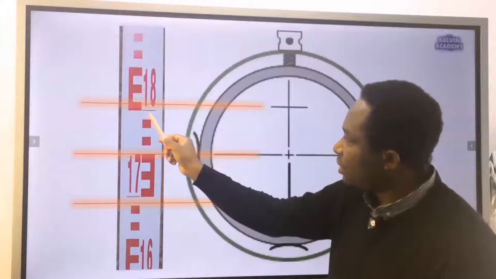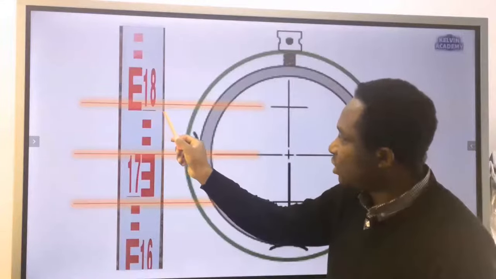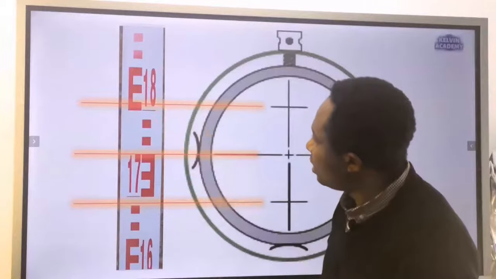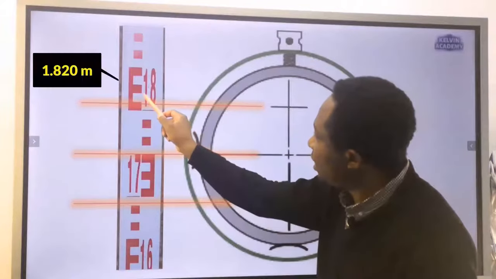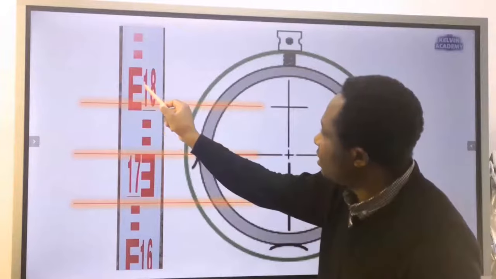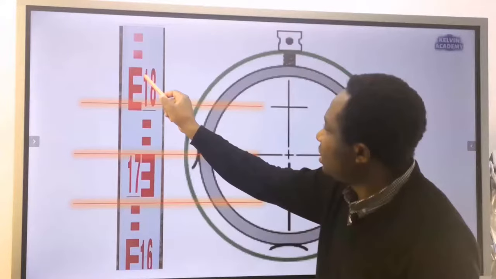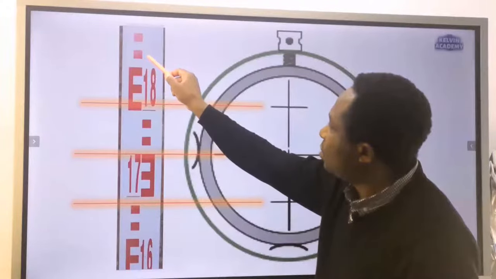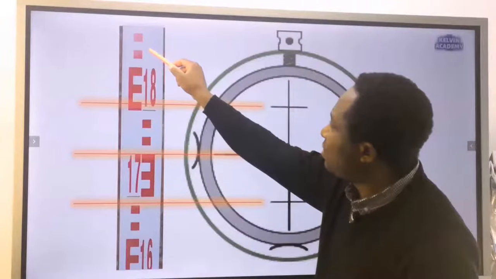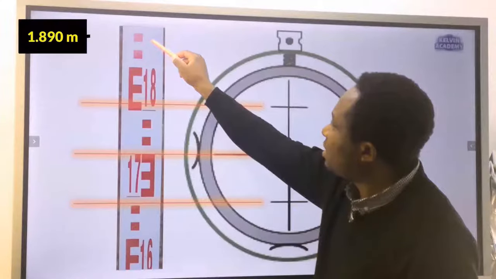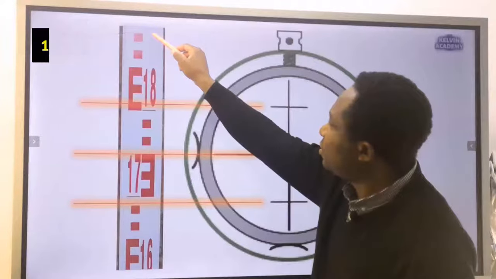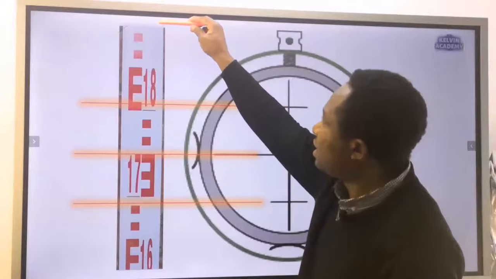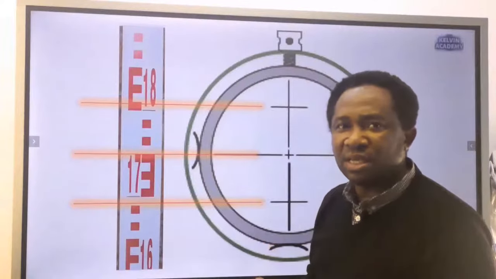This is the beginning, which is 1.800. This next point is 1.810. This next point is 1.820. This is 1.830. This is 1.840. This is 1.850. This is 1.860. This is 1.870. This is 1.880. And this is 1.890. The next will start as 1.900, which is the next E, which is 1.9. To 3 decimal places is 1.900, which is in meters.